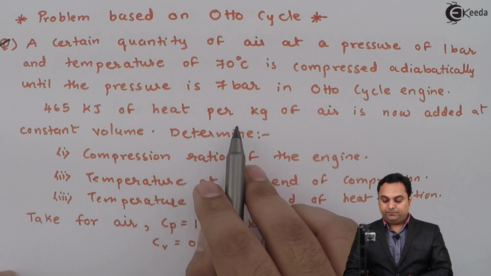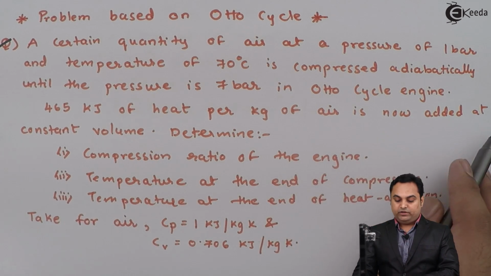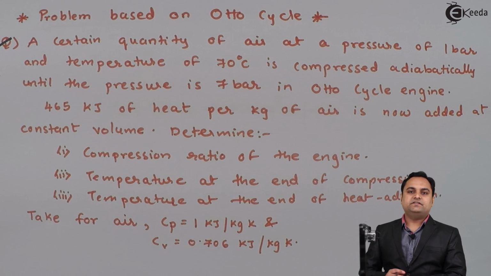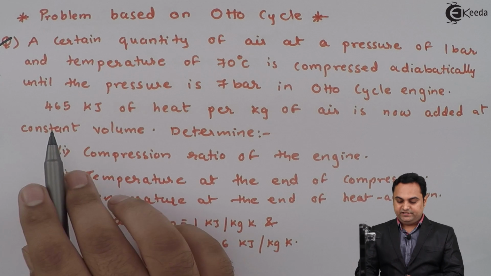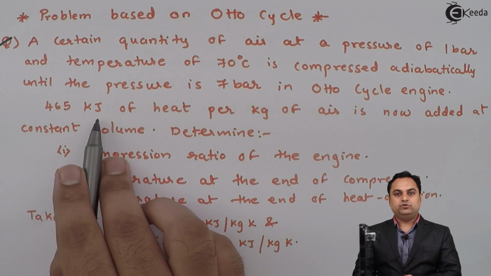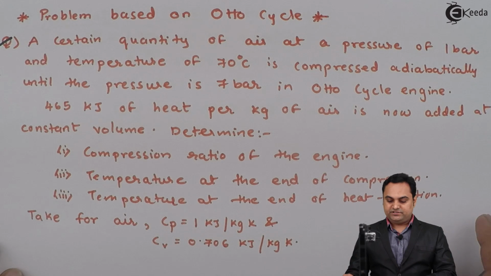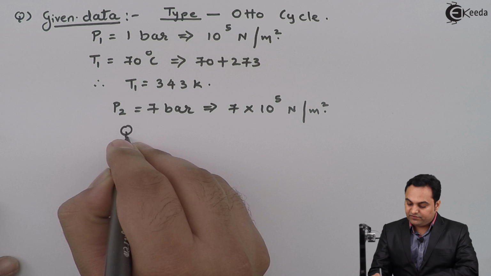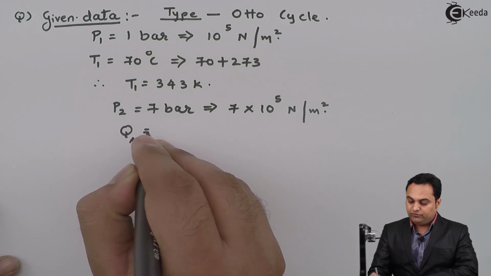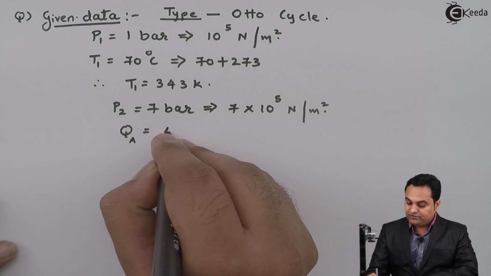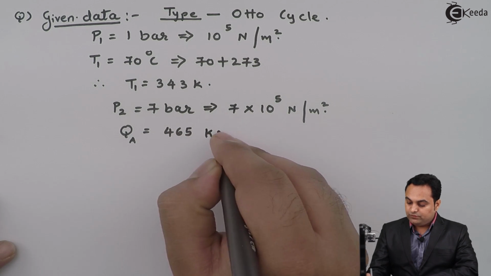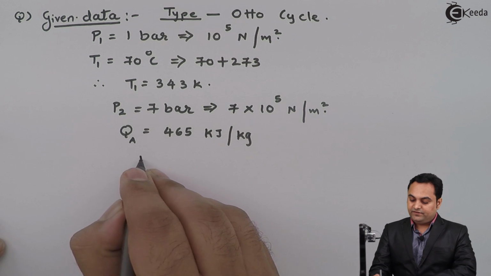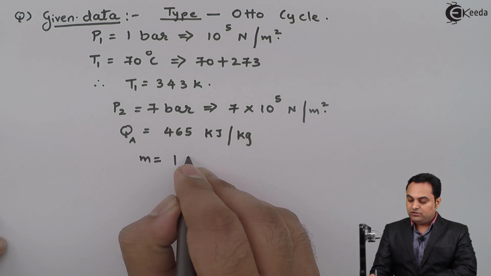Now 465 kilojoule of heat per kg of air is now added at constant volume. In case of Otto cycle, the heat gets added at constant volume and that heat is given as 465 kilojoule, and since it is on per kg basis, so I'll write down, therefore heat added Q suffix A, it is called the amount of heat added, and it is 465 kilojoule per kg. So from this it is clear that here we have to take mass of air as 1 kg.